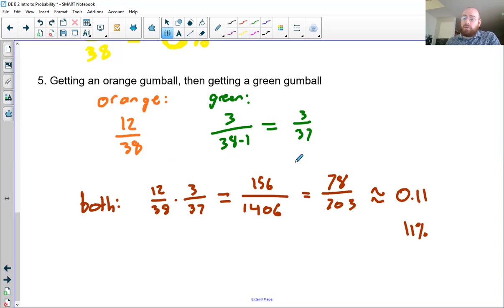Something for you to wonder about, would it be the same probability of getting a green gumball and then an orange one? Let me know in the comments, at least for now.